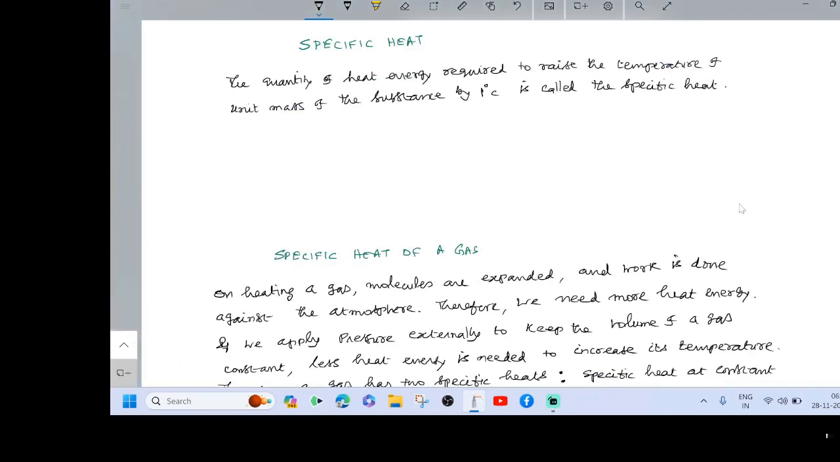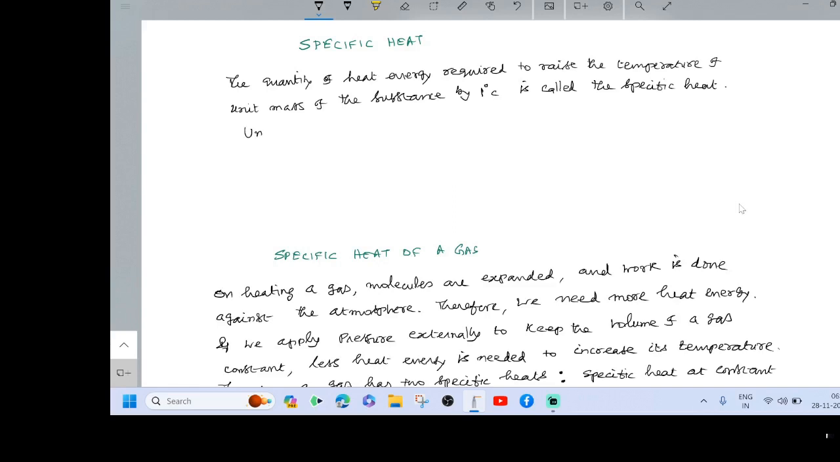During this presentation, we are going to study the specific heat of gases. First of all, we should know the definition of specific heat. The quantity of heat energy required to raise the temperature of unit mass of a substance by 1 degree Celsius is called the specific heat.